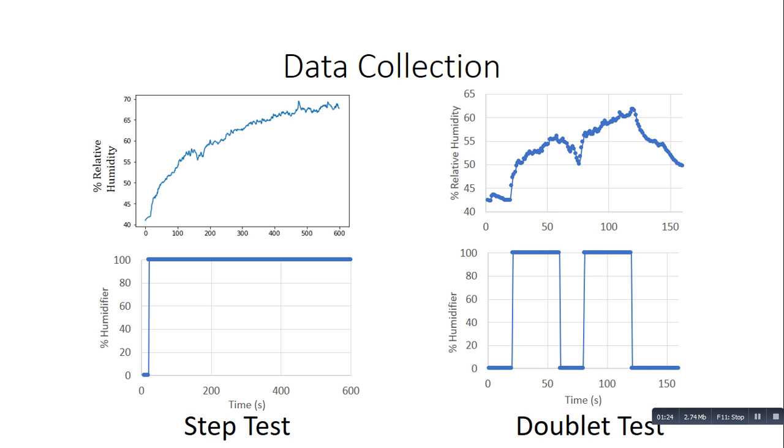So we first performed a step test, and then we performed a doublet test because we wanted to see not only the impact when the humidifier was turned on, but also when it was turned off, which deals with the sensitivity of the humidity.